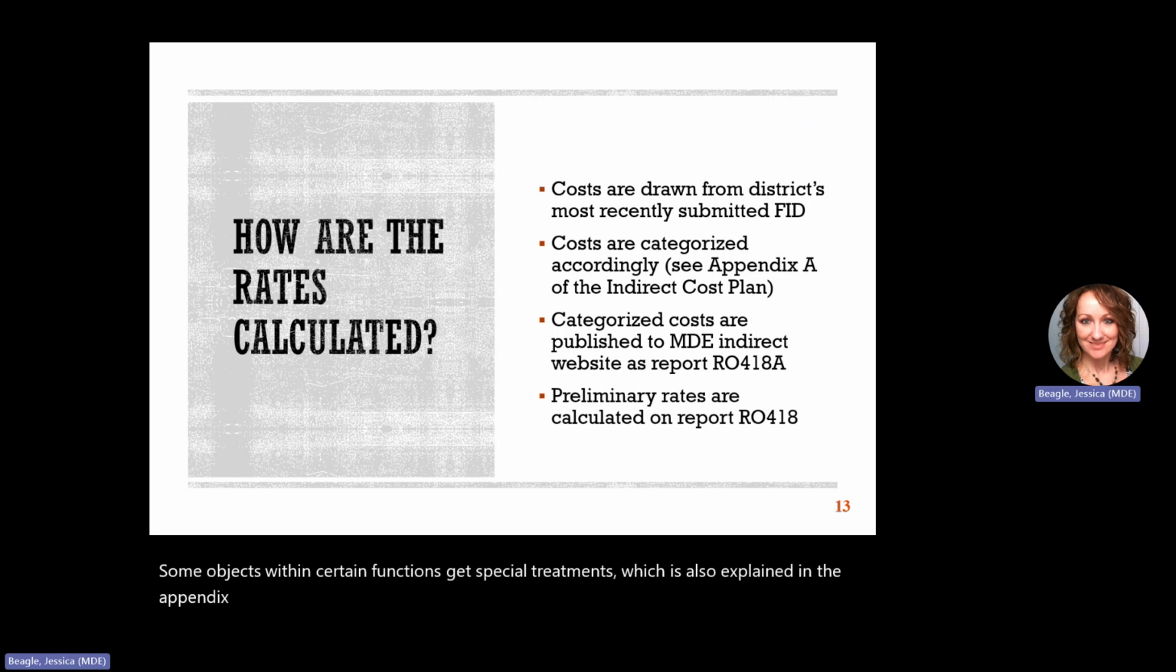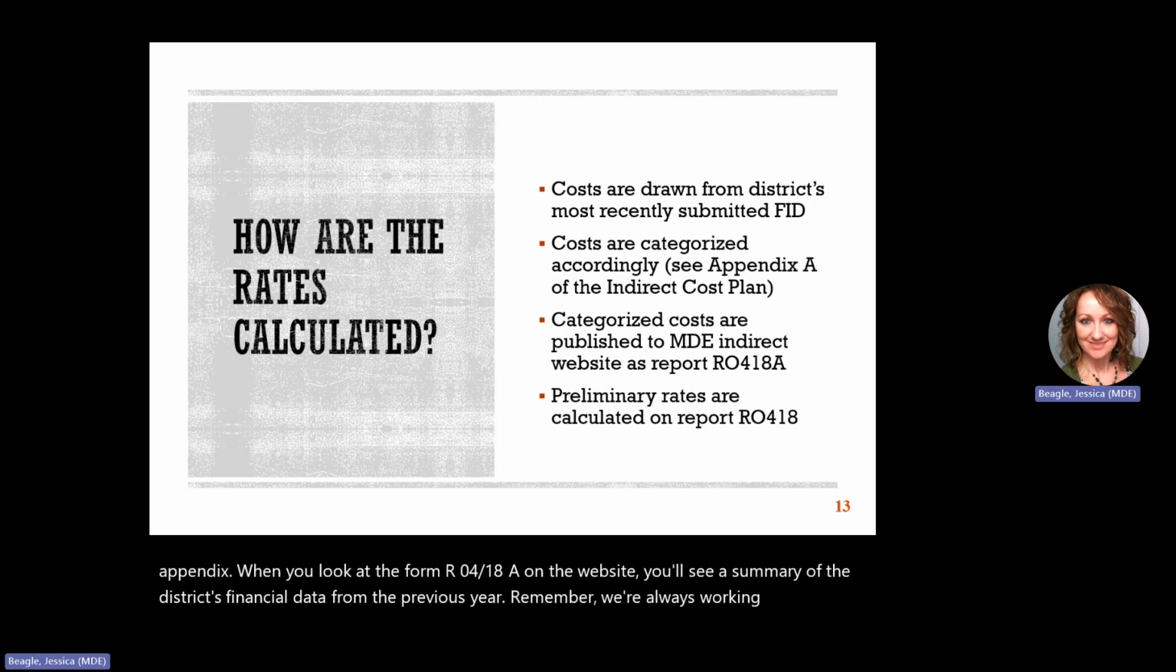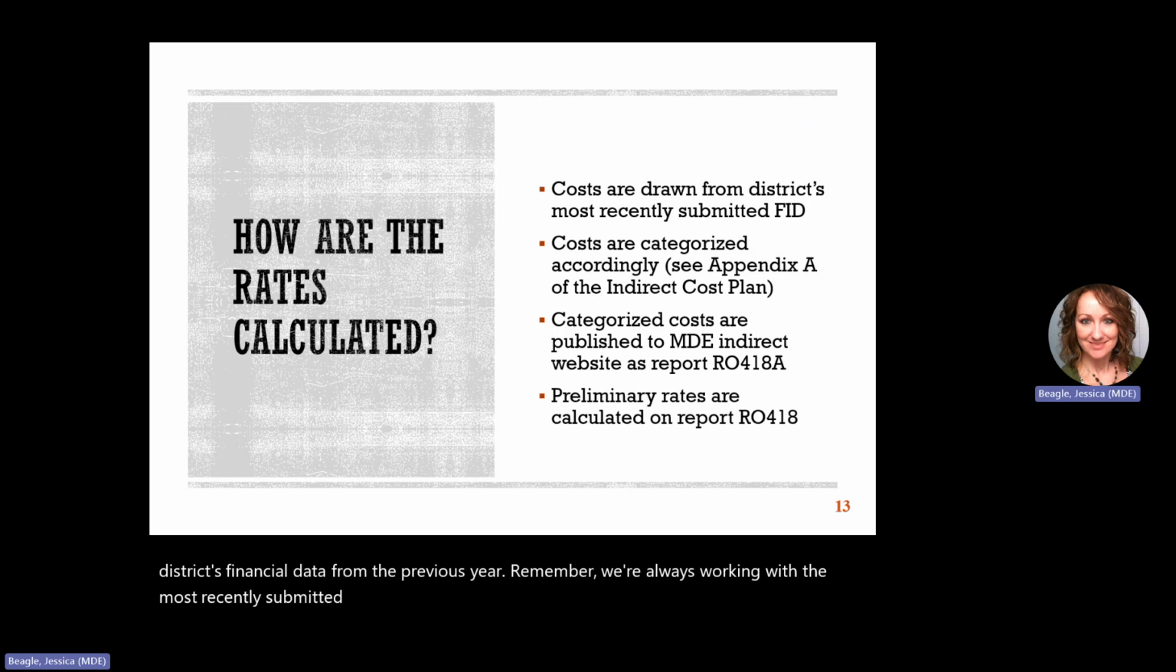When you look at the Form RO418A on the website, you'll see a summary of the district's financial data from the previous year. Remember, we're always working with the most recently submitted FID data, and that will come from your previous year. This data forms the basis for the next year's preliminary indirect rates. In a nutshell, it's all about organizing last year's financial data to set up next year's rates.